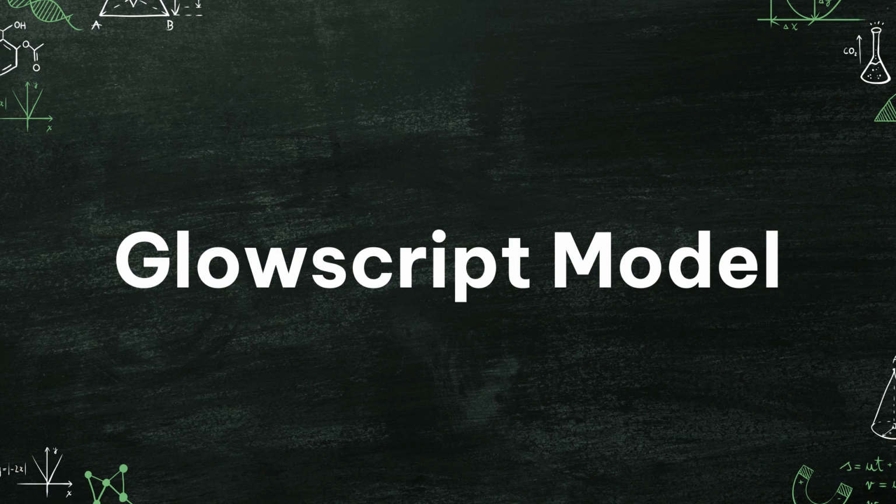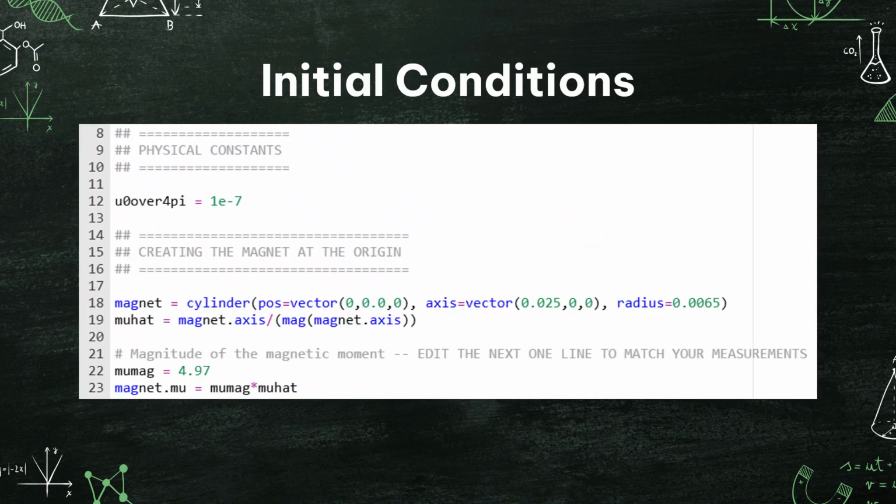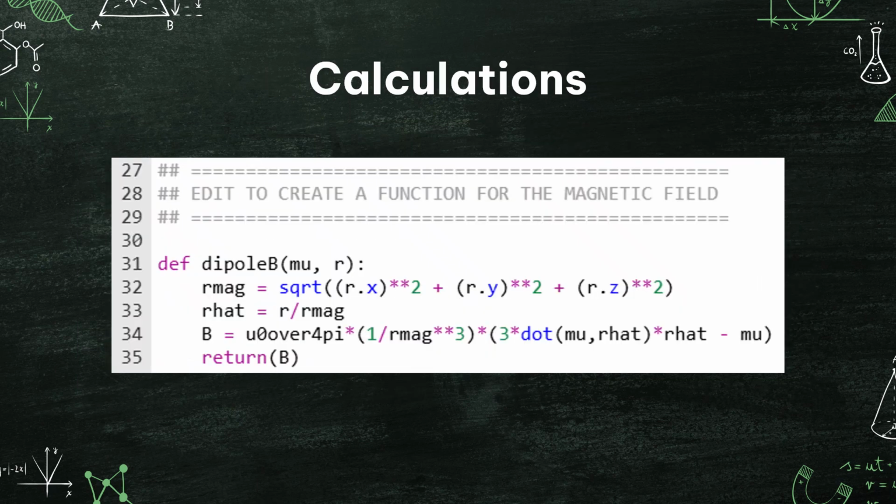Now I'm going to show you guys my GlowScript model. Some of the initial conditions needed for this lab are a constant here at the top. Then I created the magnet at the origin for this model, and then I also needed to include the magnetic moment, or mu, which I calculated. Now, using that first formula I showed you guys earlier, here is my function where I'm creating the magnetic field, and then I'll use this a bunch later as I create my magnetic fields at different spots.